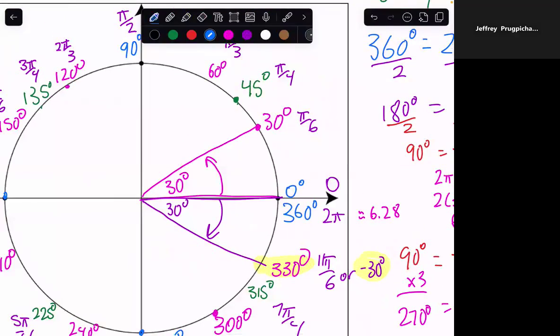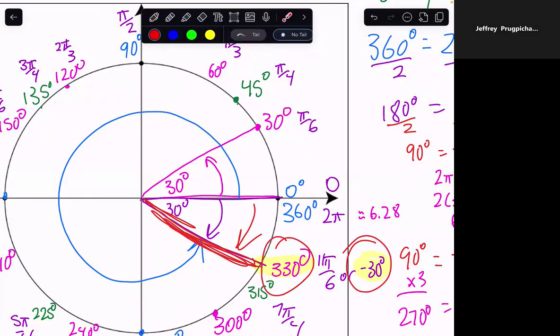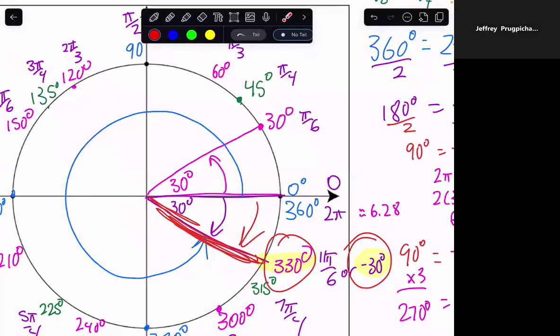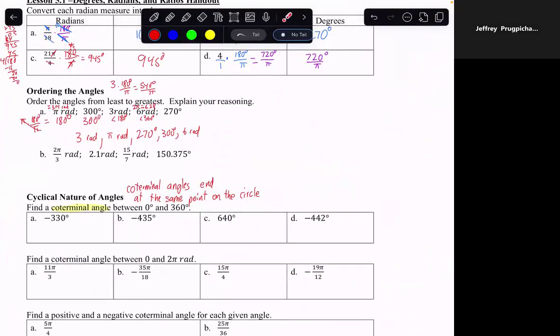The positive 330 degrees would be if you go nearly all the way around the circle and you stop right here. The negative 30 degrees is if you go a short distance in the opposite direction, but either way, you stop right here. These two angles of 330 degrees and negative 30 degrees would be called coterminal because even though they got there in different paths, they both stop in the same place. Okay, so how do you find coterminal angles then?